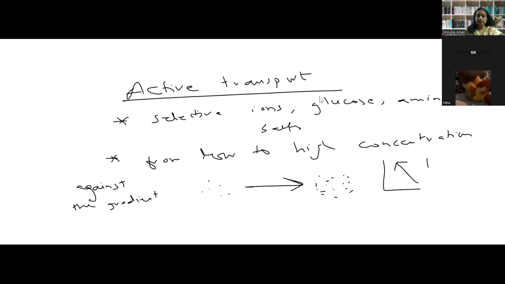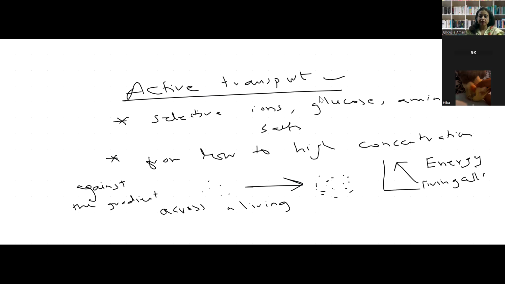Where is the energy? Only in the living cells. It means active transport takes place only in living animal and plant cells, because energy is needed in this process. Dead cells do not have energy. And it is always across a living cell membrane. Living cells have a living cell membrane.